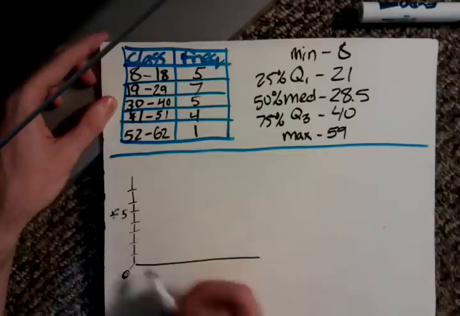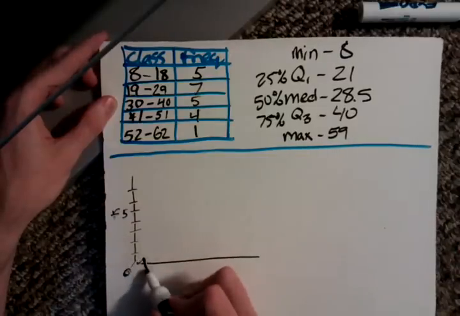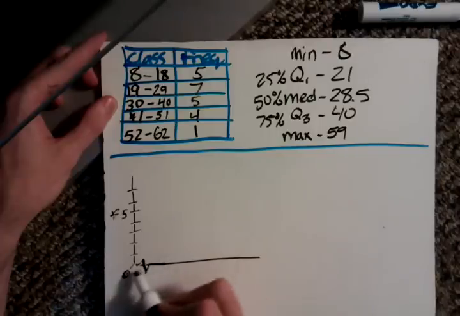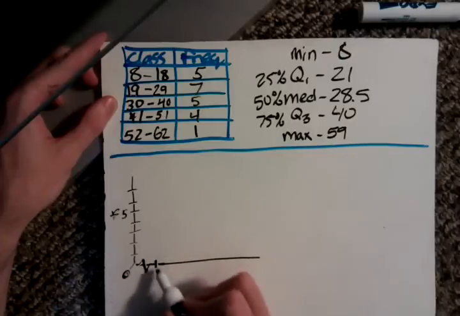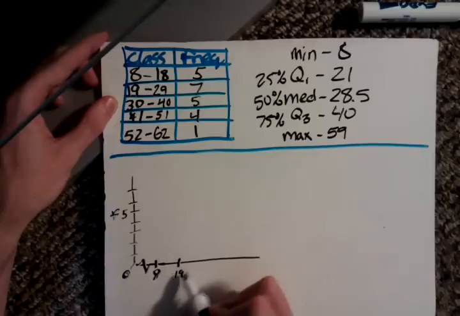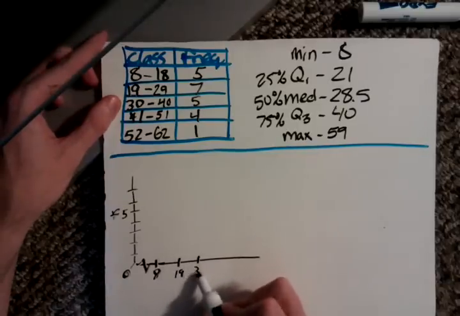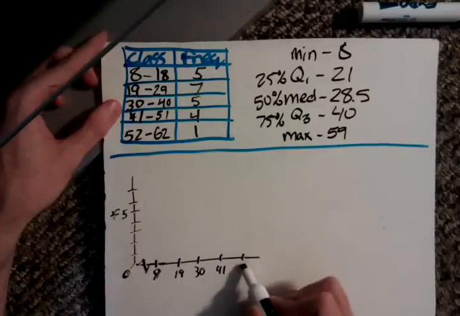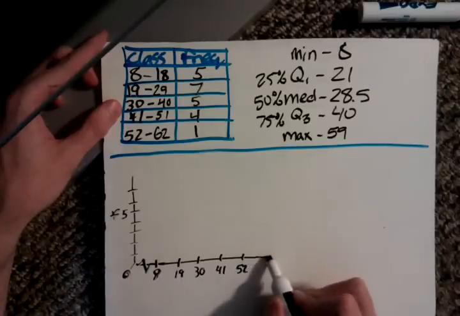And then notice our classes don't start until 8, so we're going to draw a little symbol here. This just means that we have a break in our numbers. We don't actually start at 0, we're going to start at 8. The next class starts at 19. The next class starts at 30. The next one we start at 41, 52. Then if I had another one, it would start at 63.